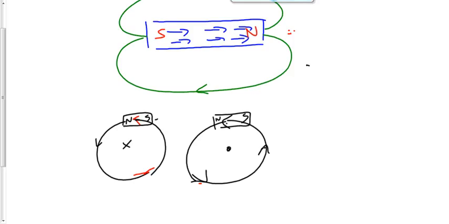What if you drew your little pretend magnet somewhere else? What if you drew them down here? Well, the magnetic field goes this way. Here's south, here's north.